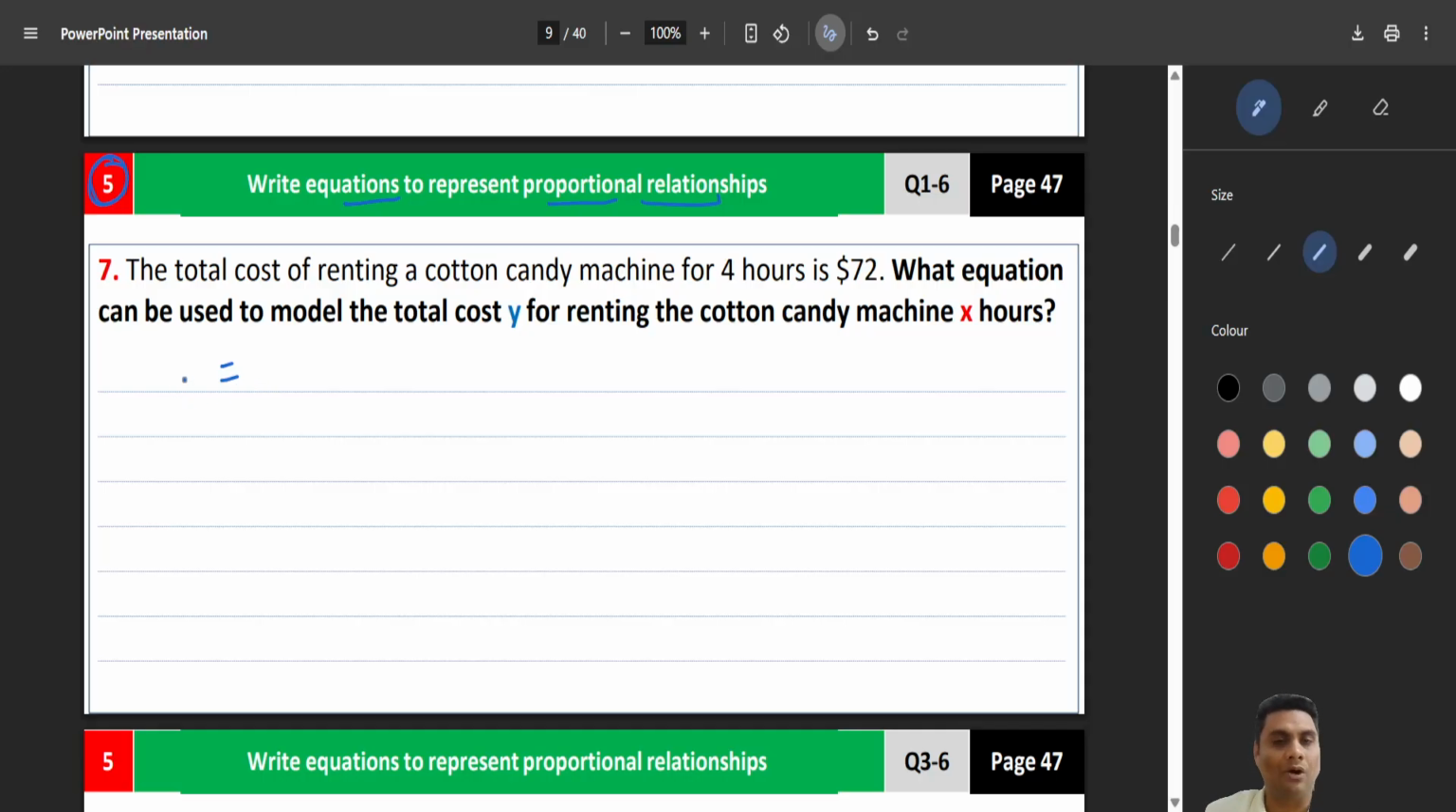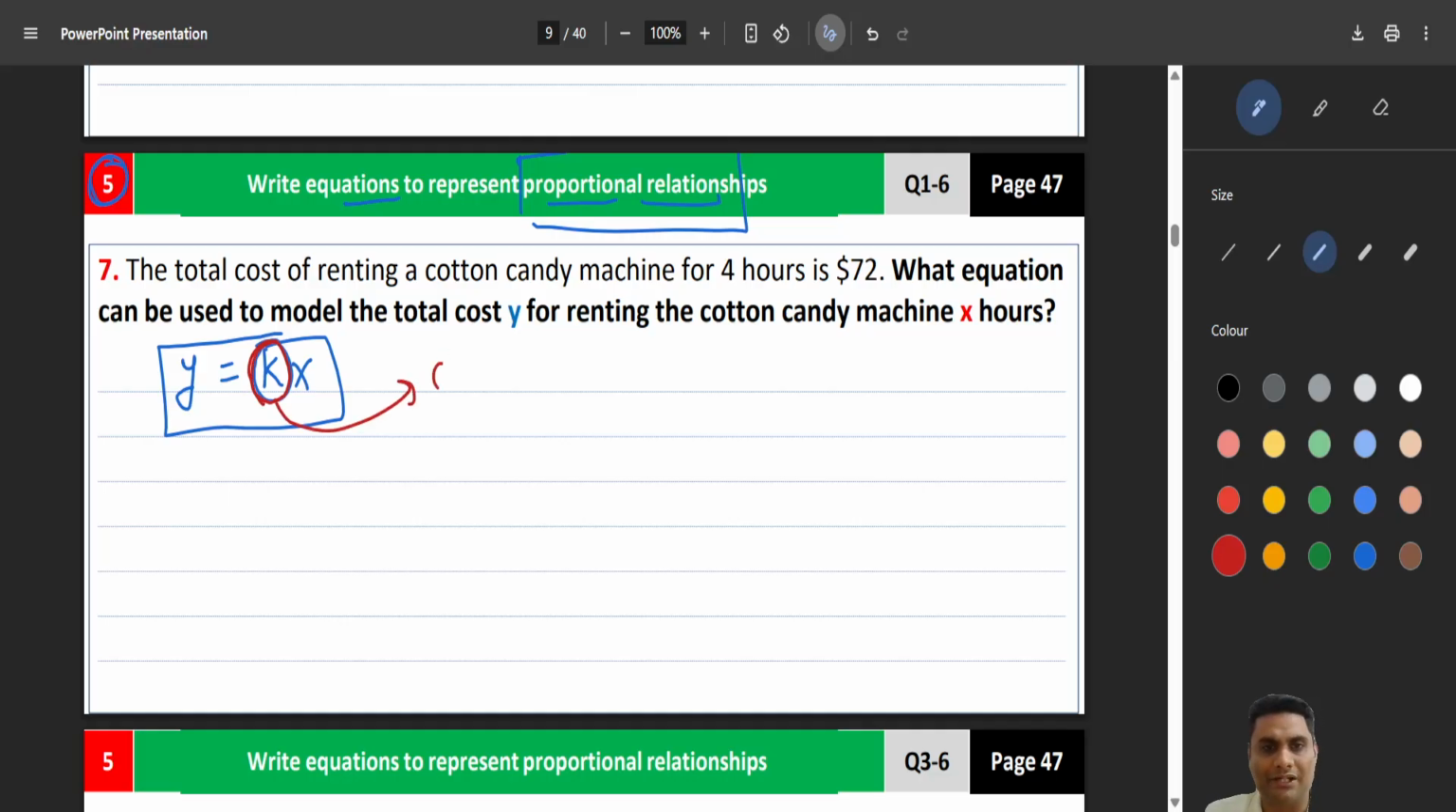Okay, now how do we write the equation for proportional relationship? There is a special way. We write it like y equals kx. Y equals kx. This is how we write the equation of proportional relationship. Okay, how to complete it? To complete this equation, we have to find the k. What do we have to find? We have to find the k. What is k? I told you k is my constant of proportionality, right? K is constant of proportionality.